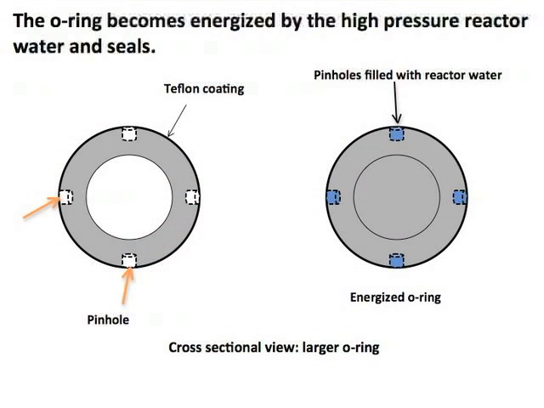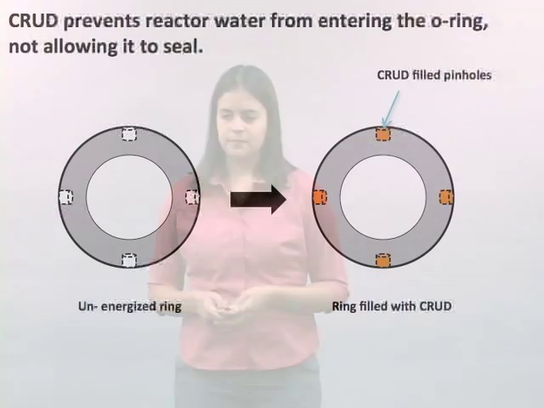Now, how do they seal? Well, according to Jack Gamble, the systems manager at the nuclear power plant, the O-ring seals by becoming energized. What happens is the pinholes, as you can see in the diagram, will fill up with high-pressure reactor water. Now, the difference in the pressure of the water and the outside pressure causes the O-ring to expand upon itself and become a seal, as you can see in the diagram. Sounds pretty simple, right? Well, there are a lot of things that could prevent this from happening.